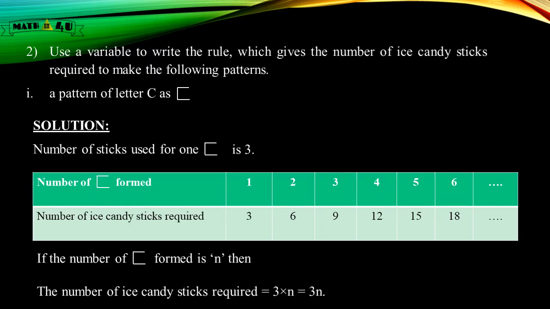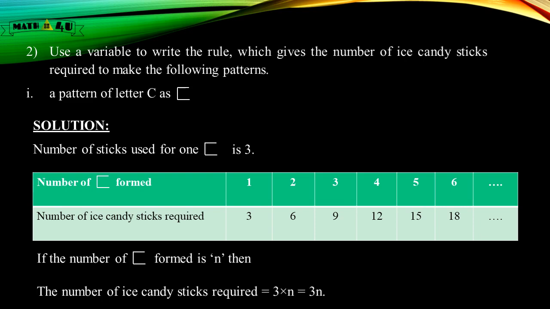Use a variable to write the rule which gives the number of ice candy sticks required to make the following patterns. First, a pattern of the letter C. You are going to make the letter C using candy sticks. For one C, it will be 3. For 2, 2 into 3, that is equal to 6. For 3 C's, 3 into 3, that is equal to 9. For 4, it is 4 into 3, that is equal to 12. For 5, 5 into 3, that is equal to 15. For 6 C's, 6 into 3, that is equal to 18 sticks.